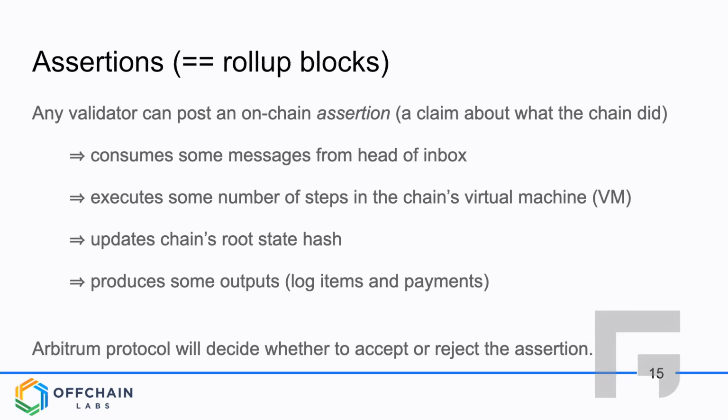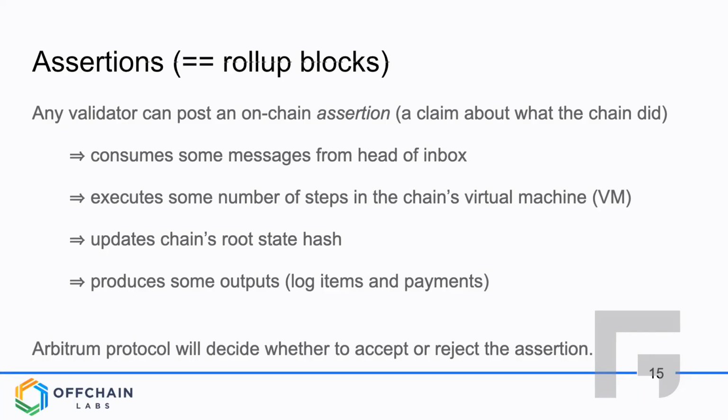It says it updates the chain's root state hash. The entire state of the chain is represented as a giant Merkle tree. And so there's a root hash, which is a commitment to the entire state of the chain. And that's part of the assertion. What is the state hash after this computation has happened? And then also some outputs that were produced by the contracts, things like log items and payments that were made. So all that stuff is asserted on-chain, and the Arbitrum protocol is going to decide whether to accept that assertion as valid and confirm it, or whether to reject it.